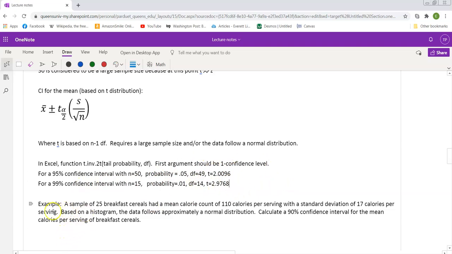Now let's do an example. We took a sample of 25 breakfast cereals and figured out the mean calories per serving was 110, and it had a standard deviation of 17. And we know this is from the sample because the way this is phrased, it said the sample has a mean and the standard deviation. So that means that this is S, this is X bar, this is N, and they want a 90% confidence interval.